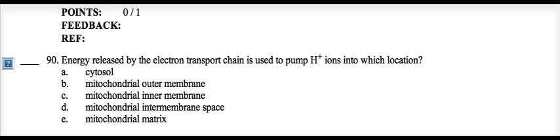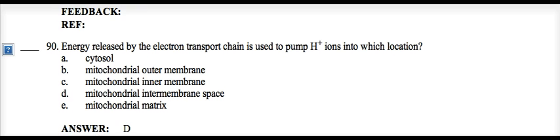Okay, number 90. Energy released by the electron transport chain is used to pump hydrogen ions or protons into which location? They're not trying to mix together the photosynthesis and the cellular respiration for this question. It's really just about the cellular respiration. So they want you to know we're getting the buildup of protons somewhere and then they're being pumped somewhere, and where is that happening? So the answer is D, the mitochondrial intermembrane space.